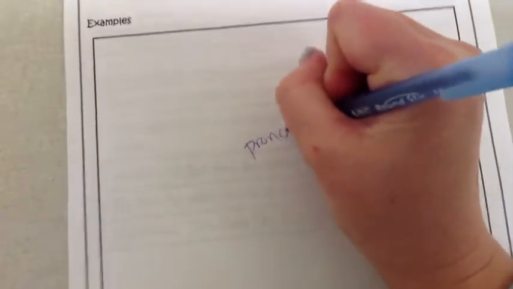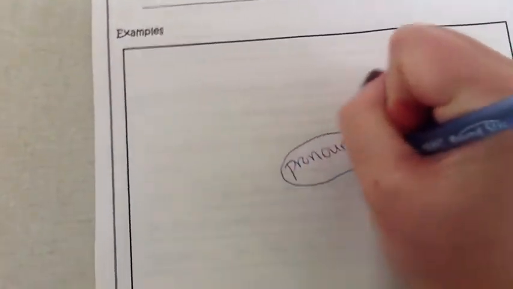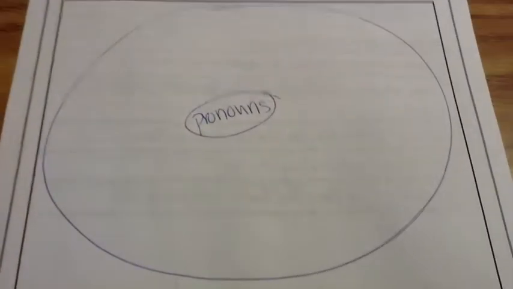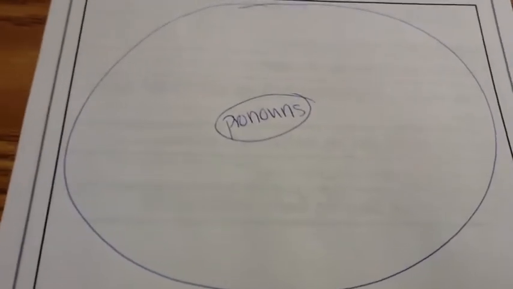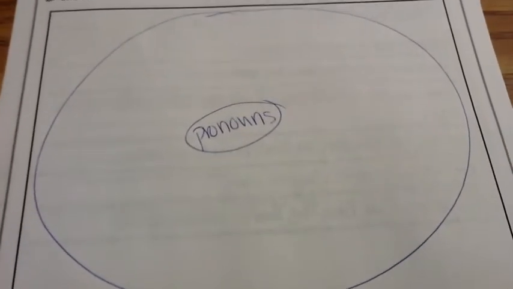So I'm going to create my circle map and I'm going to put pronouns in the center circle. And then I will draw my outer circle. All right, now that I've got my circle map, it's time to think of some different pronouns, words that would stand in the place of nouns.